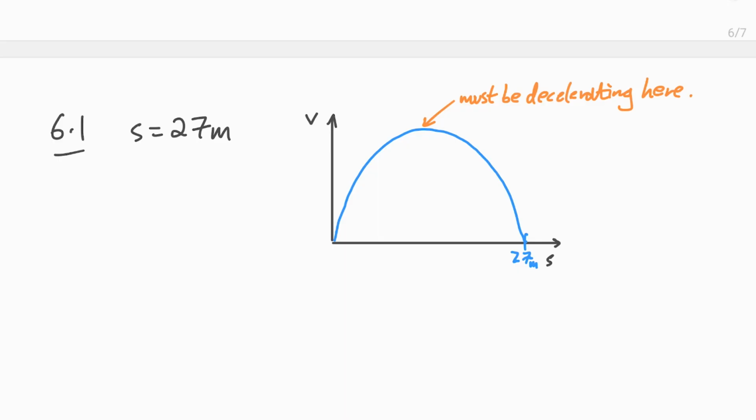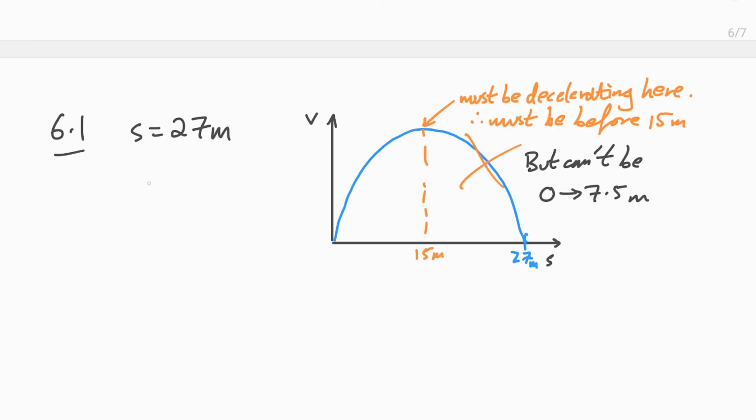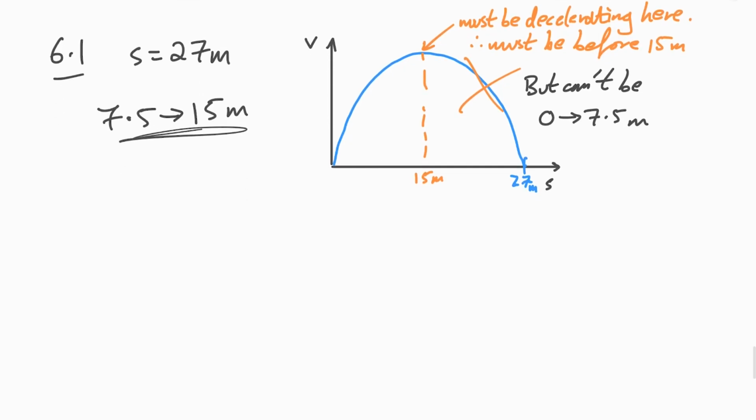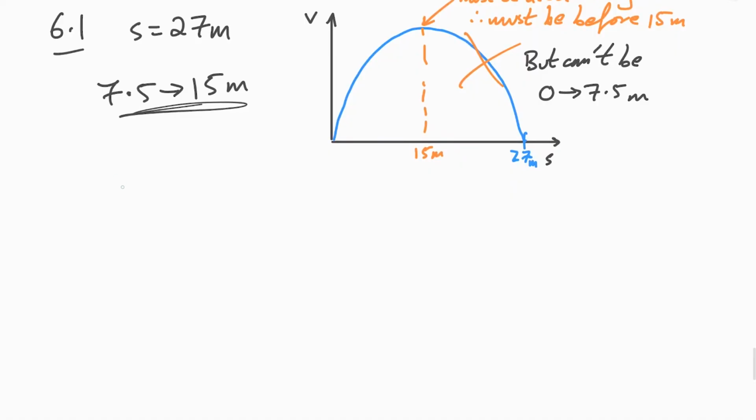It's not quite that simple, I don't think. So it must be before 15 meters. I'm going to say that it's 7.5 to 15 meters. Because it's no longer free fall, but the speed is still going up, but the acceleration is getting less. Let's have a quick look, shall we? So let's put it this way.